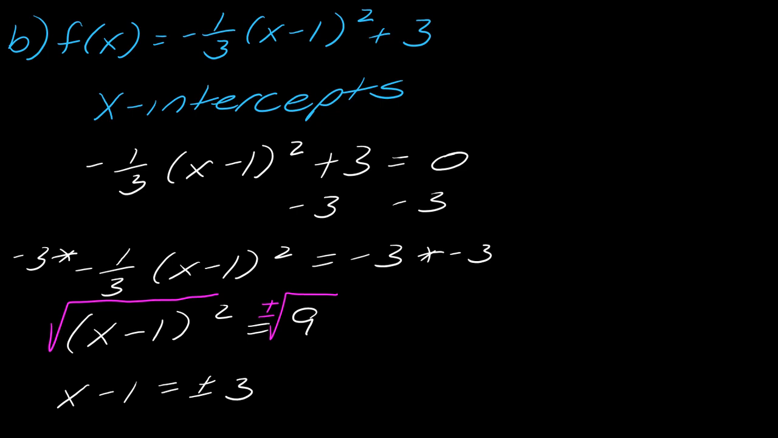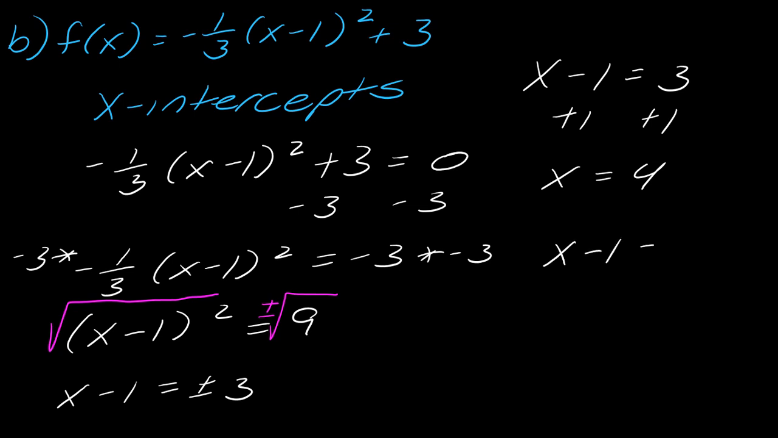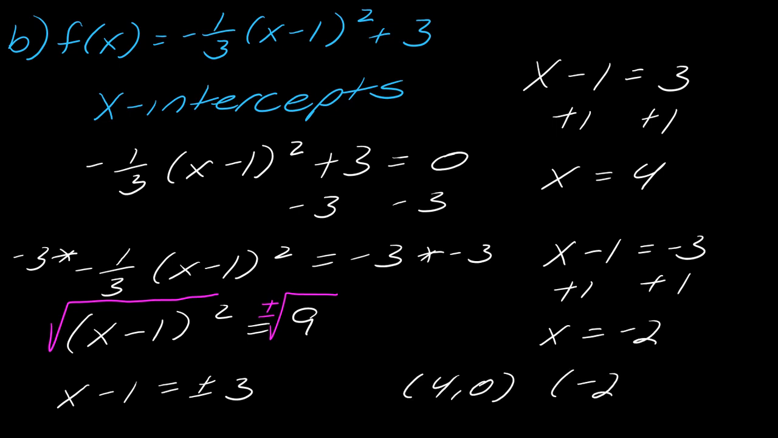So now I can break this into my two cases. So this will be x minus 1 equals +3. So then I'll add the 1 to each side. So I get x equals 4. And then for my other one, I have x minus 1 equals -3. I'll add 1 to each side and I get x equals -2. So my two x-intercepts in this case are 4, 0 and -2, 0.